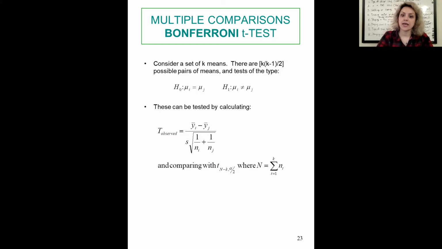To read the t from the table, you need the degrees of freedom and your level of significance. For degrees of freedom, we say N minus k, since we have k means. It's a two-sided test, so the level of significance is going to be half of alpha. Capital N is the total number of observations from all of the treatments, the sum of n t for t equal to 1 to k.